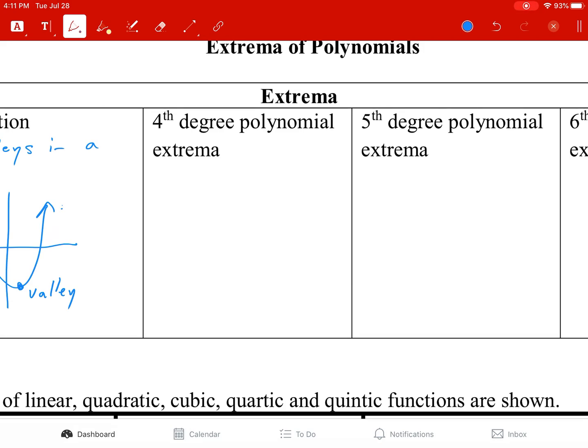So let's say we have a fourth degree. Fourth degree means you have an exponent of 4 on a variable. So here's an example. We have a fourth degree polynomial. There are other examples. This is not the only type, but here's an example of one. There we go. Notice it has 2 valleys and 1 peak for a total of 3 different extrema. So we have 3 extrema.